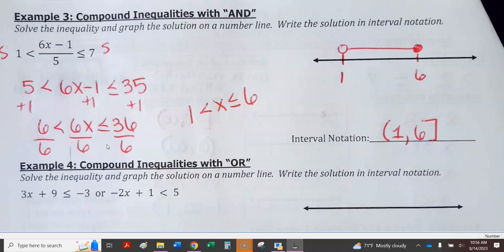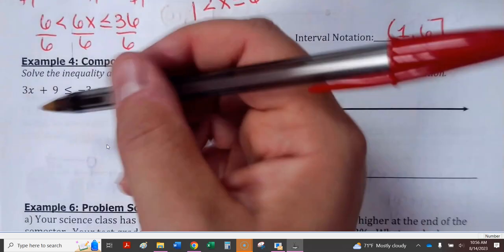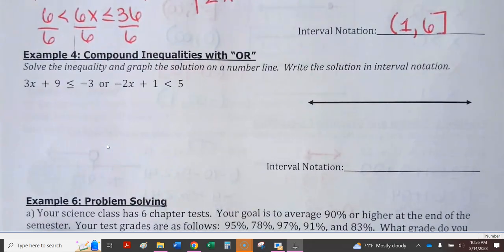Then I'm going to do one more, otherwise we're going to run out of time. We'll save the word problems for another time. You can try them on your homework assignment. They're really basically what we're doing.